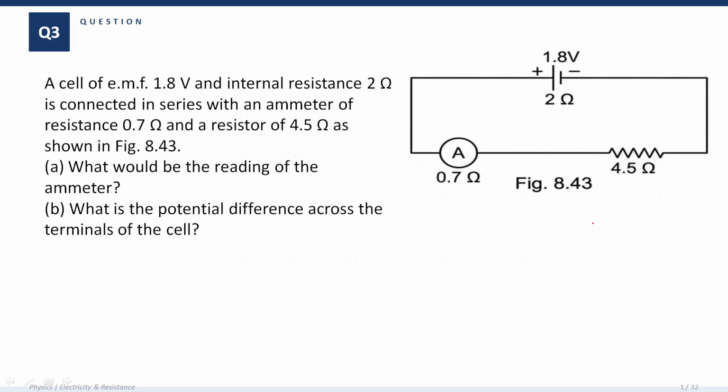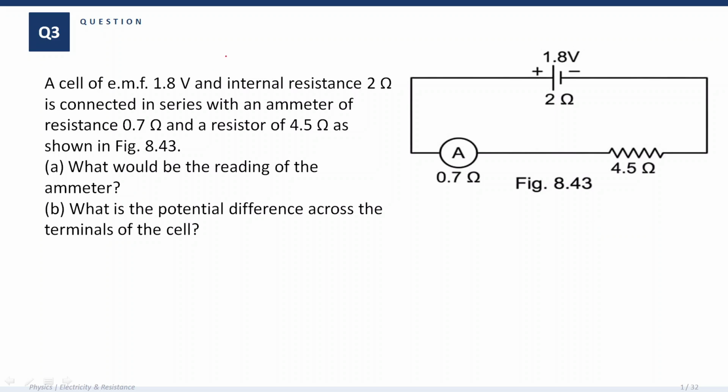A cell of EMF 1.8 volt, internal resistance 2 ohms, is connected in series with an ammeter of resistance 0.7 ohm and a resistor of 4.5 ohms as shown in figure 8.43. What would be the reading of the ammeter? What is the potential difference across the terminals of the cell?